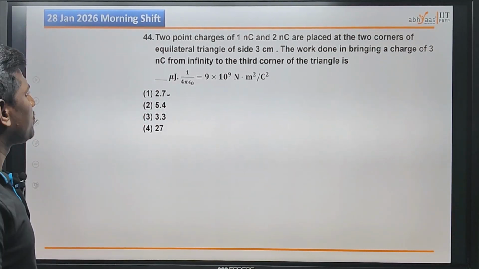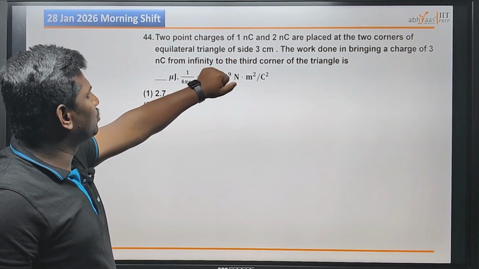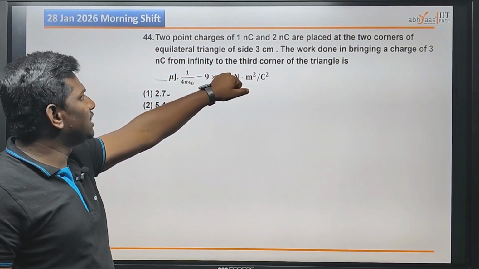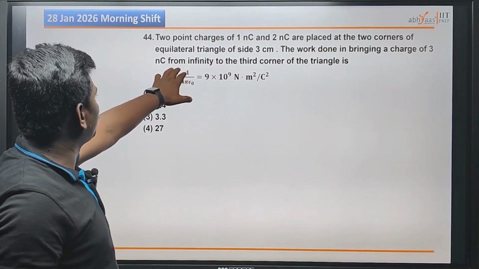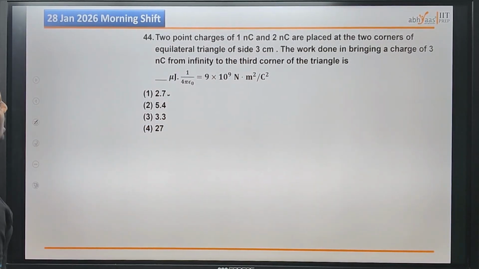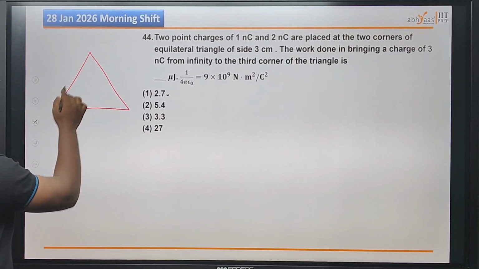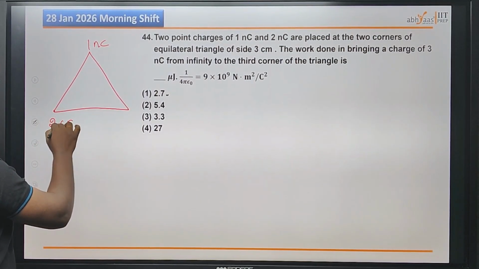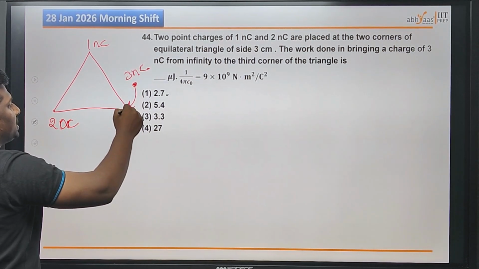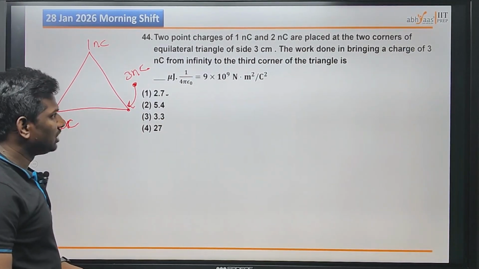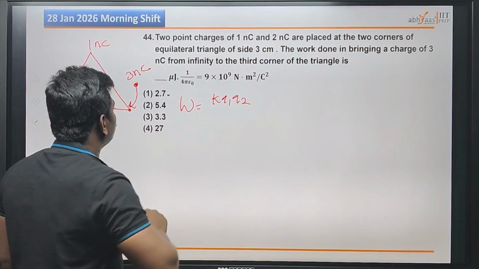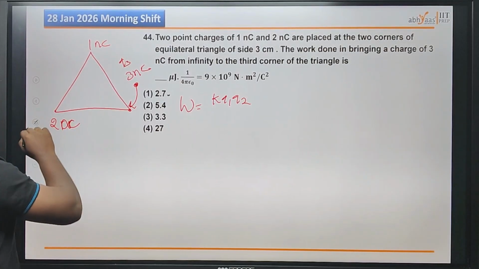Next question 44. Two point charges 1 nanocoulomb and 2 nanocoulomb are placed at the two corners of the equilateral triangle of side 3 centimeters. The work done in bringing the charge of 3 nanocoulomb from infinity to third corner of the triangle is. So assume we are having a triangle, 1 nanocoulomb, 2 nanocoulomb. We have to bring 3 nanocoulomb to position 3. How much work done you have to complete? So work done can be written as K Q1 Q2. So assume that is Q3.